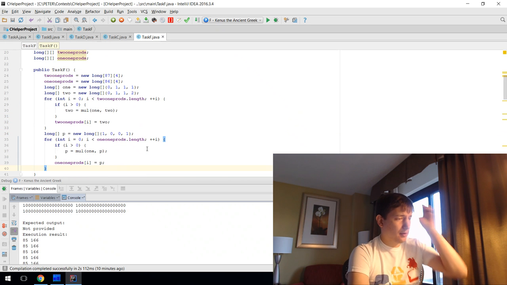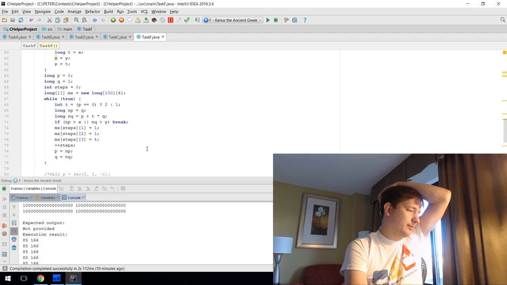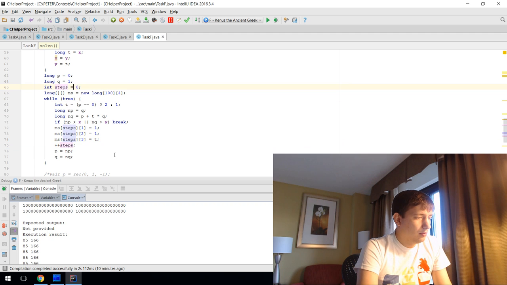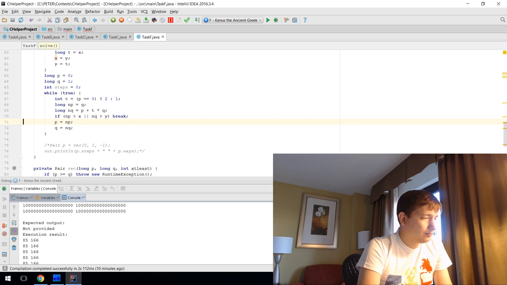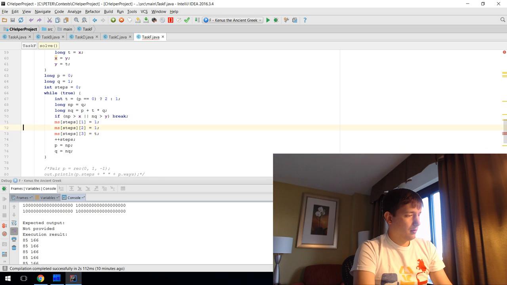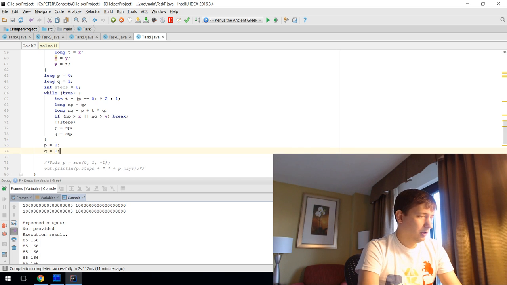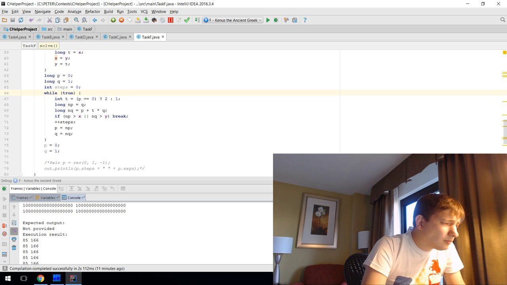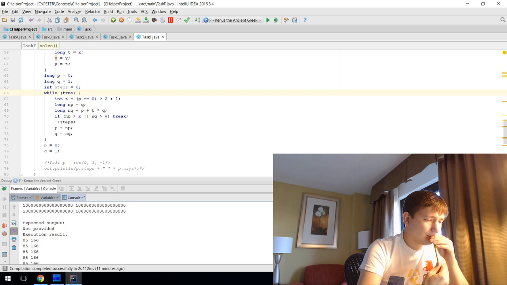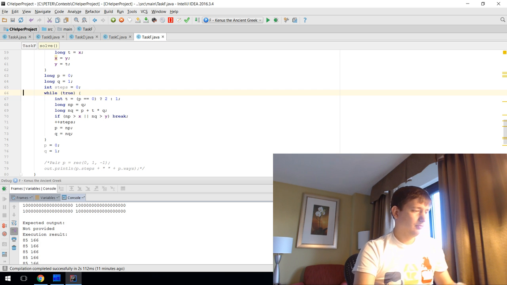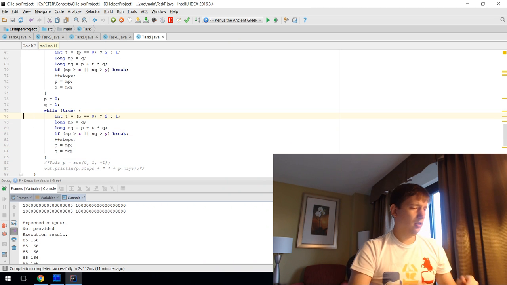Okay, we pre-computed those products. So then we just found the number of steps this way, and now again we start with the same. We see how much we can increase this one.